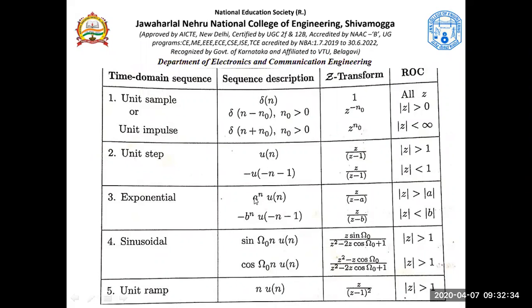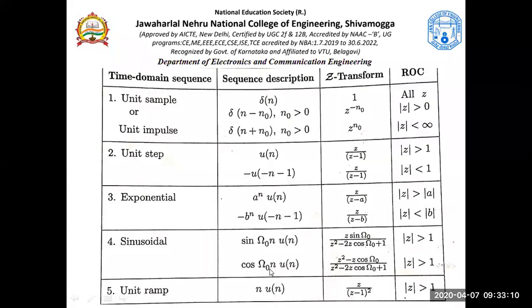Similar thing is happening here. Exponential, we have seen a power n u of n, outside the circle with radius a, the ROC. Here, inside the circle with radius b, the ROC. So you need to remember all this, because if you remember this, we can solve the problems much more easily. There are some sequences whose transforms can be found by referring to these standard transforms. Understand that? You remember the sinusoidal sequence we found, sine omega naught n.